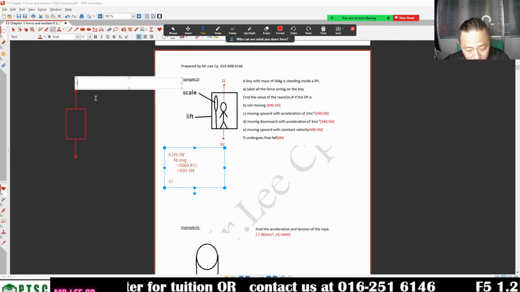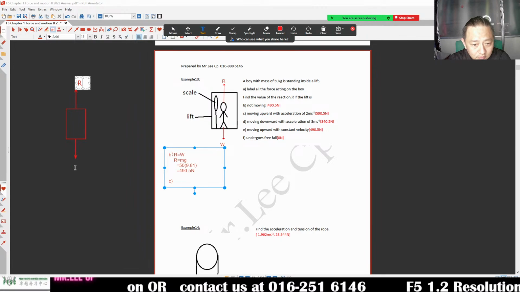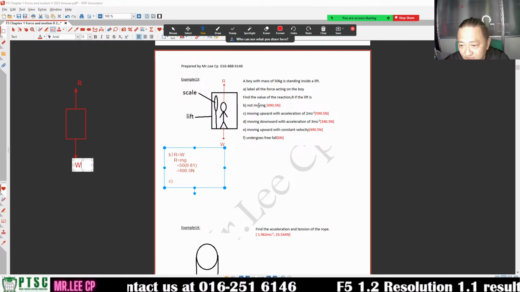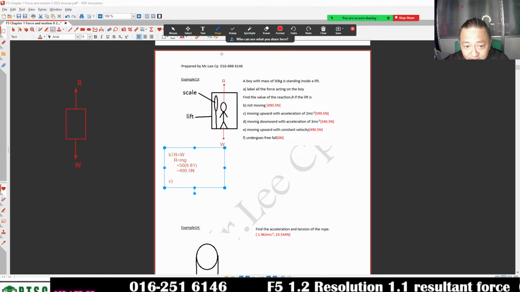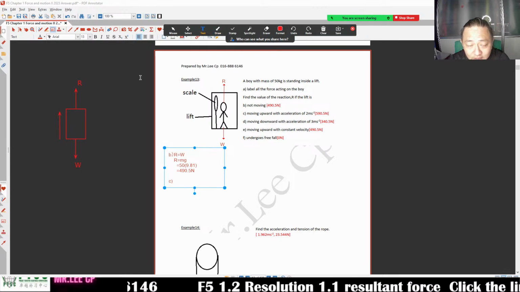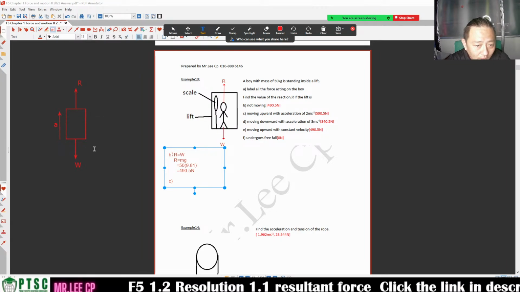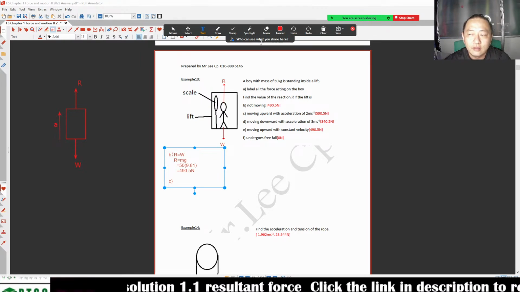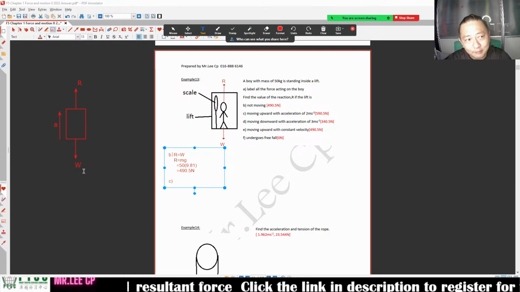This is called R. This is called weight. And this thing, it is moving upward with the acceleration. Now, why is this leaf going upward? I will just say, it is going upward because R is greater than W. That's why it goes up.